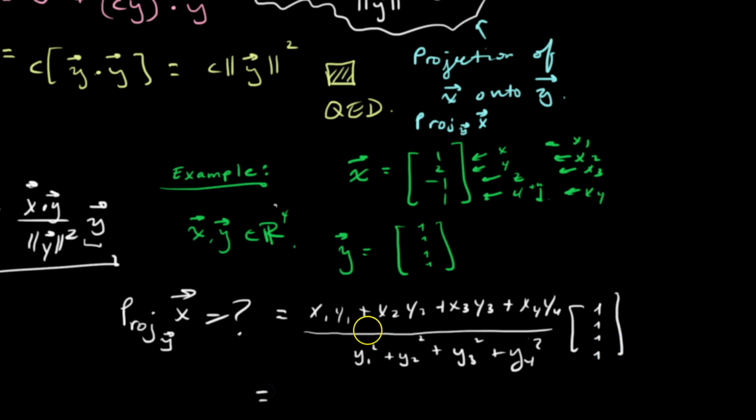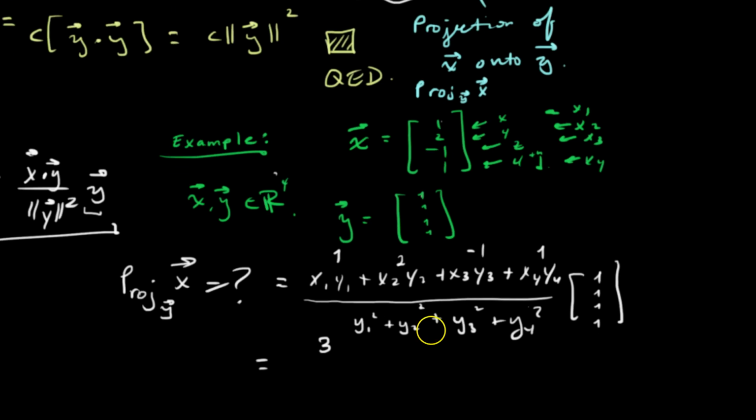Okay? So what's the dot product of x and y? Because we're multiplying the components, we're multiplying 1 times 1, 2 times 1, negative 1 times 1, and lastly 1 times 1. So 1 times 1 is 1, 2 times 1 is 2, negative 1 times 1 is negative 1, and 1 times 1 is 1. So 1 plus 2 minus 1 plus 1, that's 3.